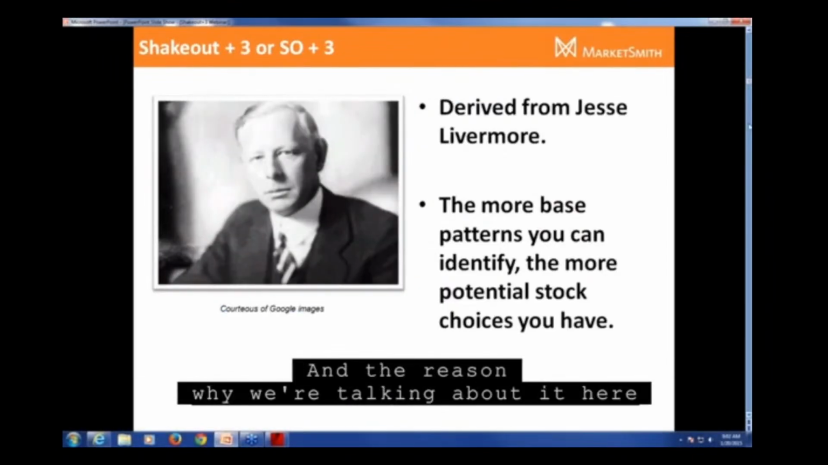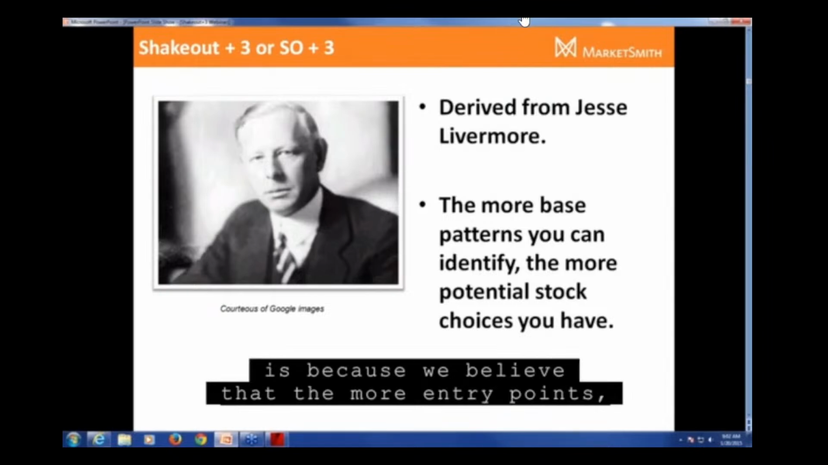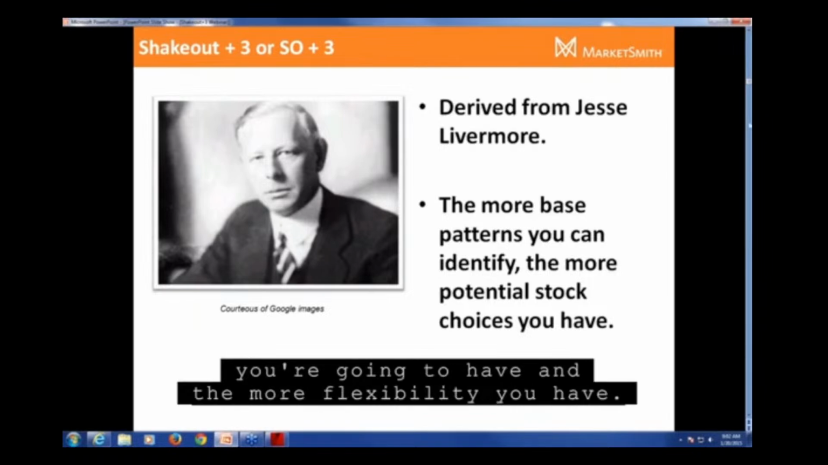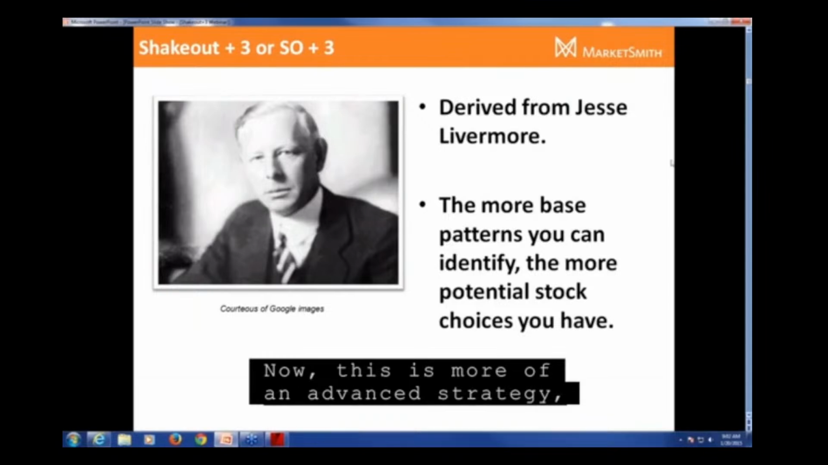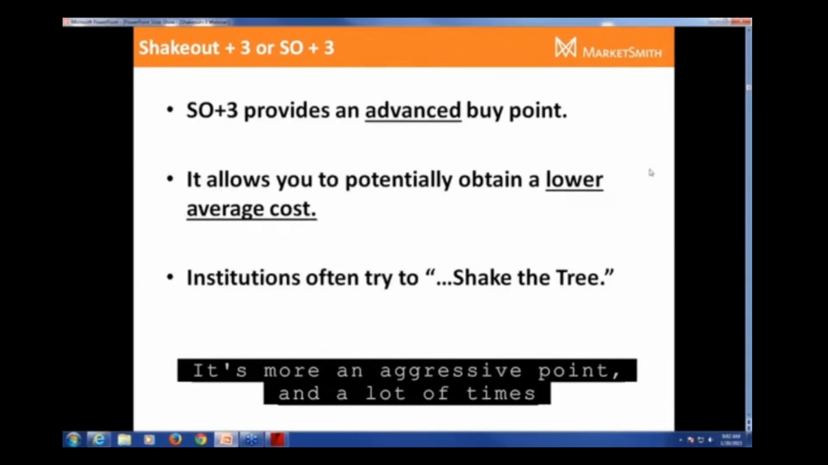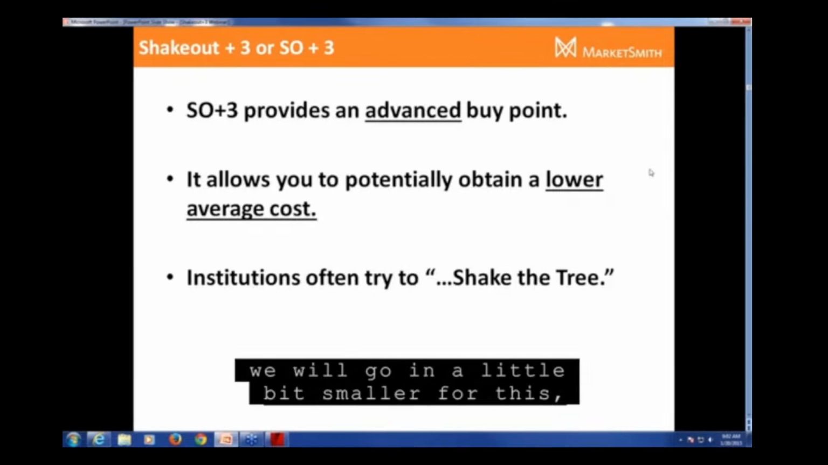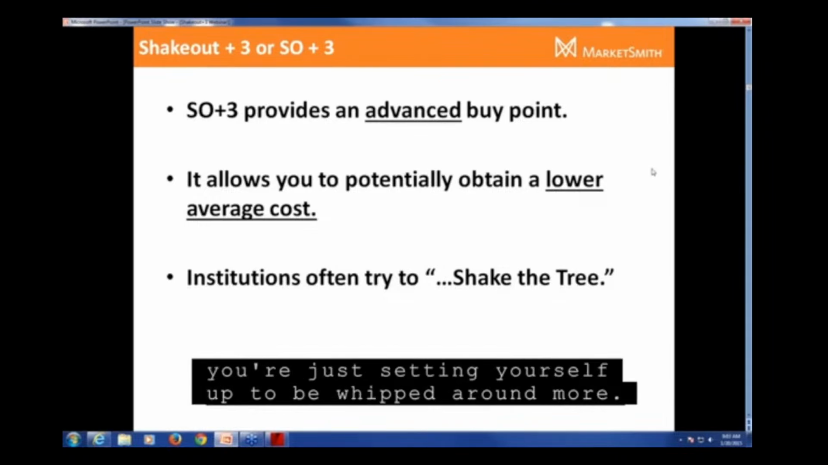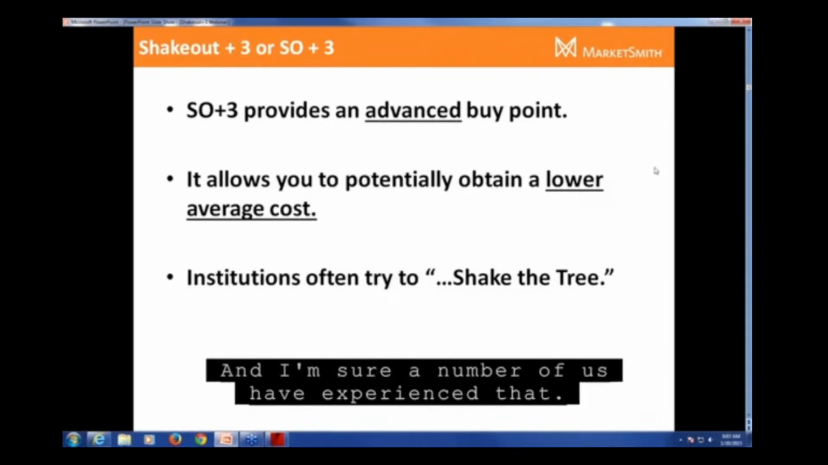The reason why we're talking about it here is because we believe that the more entry points, the more base patterns that you know and you're aware of, the more choices you're going to have and the more flexibility you have. Now, this is more of an advanced strategy, so we want to make sure we're clear on that. It's a more aggressive entry point, and a lot of times we will go in a little bit smaller for this, okay? Because a lot of times what's going to happen is if you try to cheat into one of these stocks, instead of waiting for the standard buy point, you're just setting yourself up to be whipped around more. And I'm sure a number of us have experienced that.